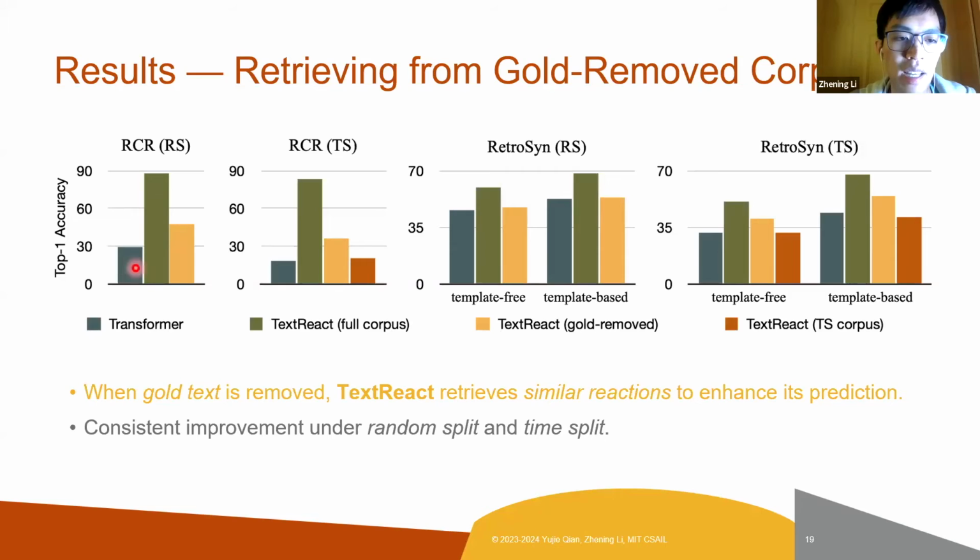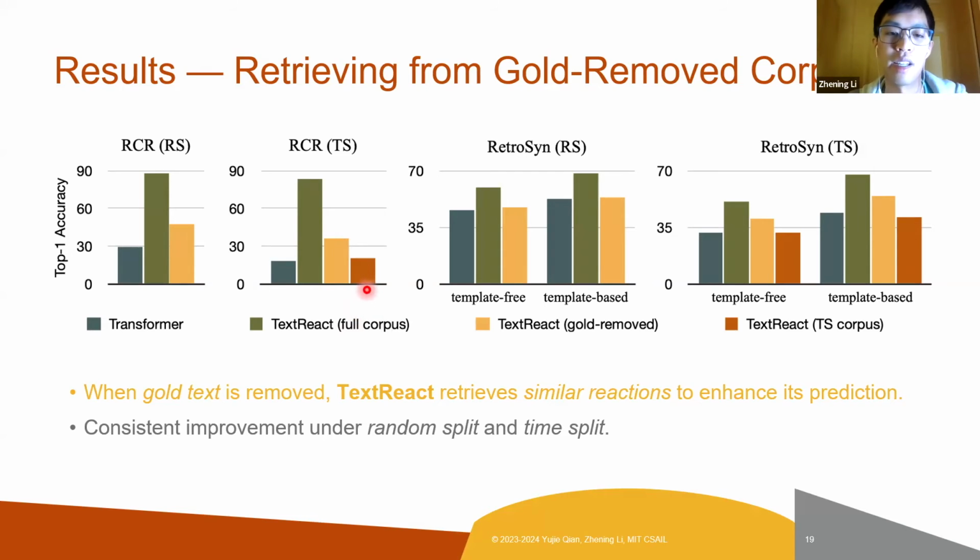However, the fact that we can still see an improvement from the baseline where there is no text retrieval shows that the model is able to get information from text paragraphs that describe reactions similar to the input reaction to make predictions.